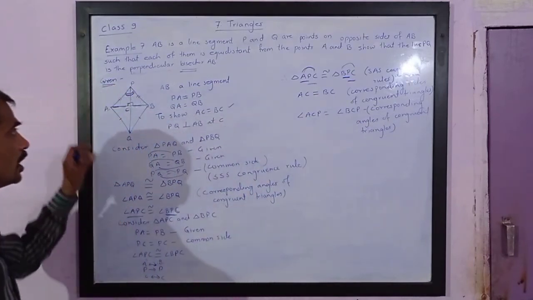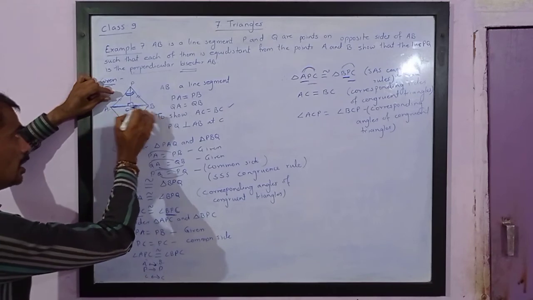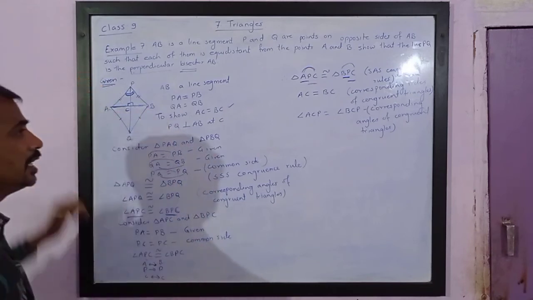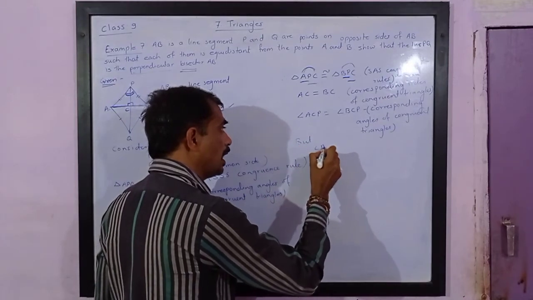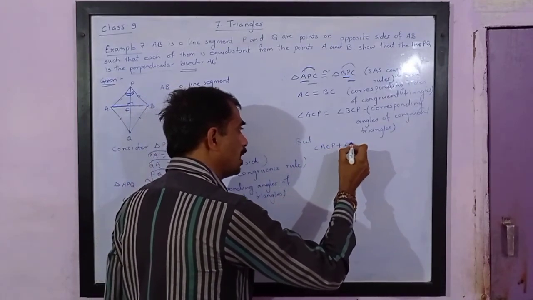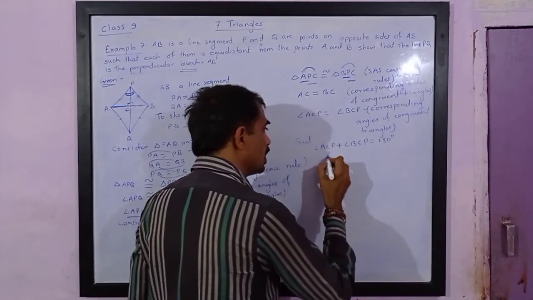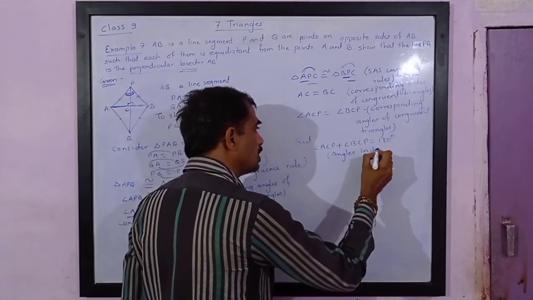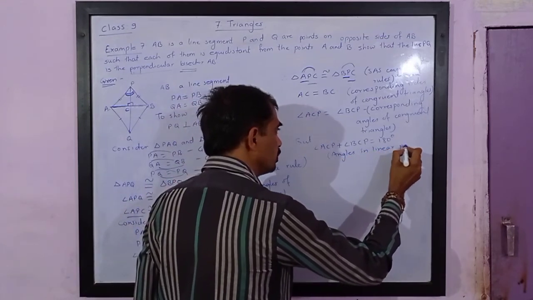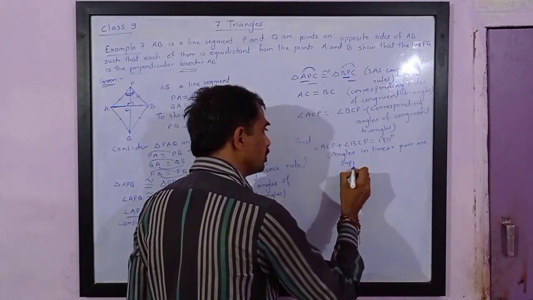Now watch carefully. ACP plus BCP, they are angles on a line, so they are angles in linear pair. But angle ACP plus angle BCP is equal to 180 degrees. Reason is angles in linear pair are supplementary.